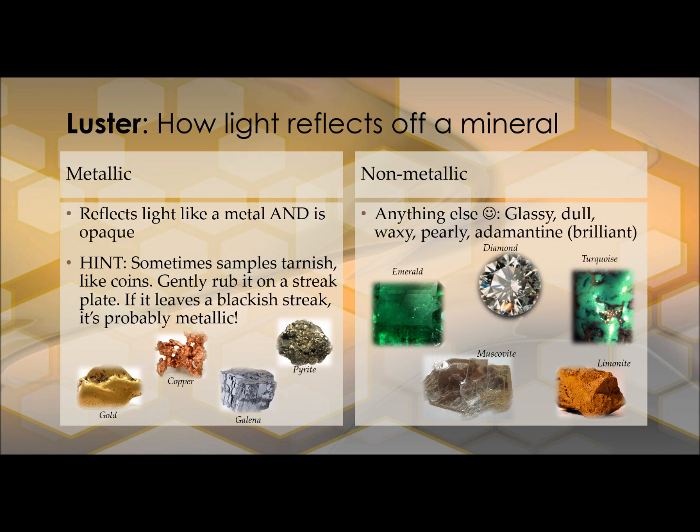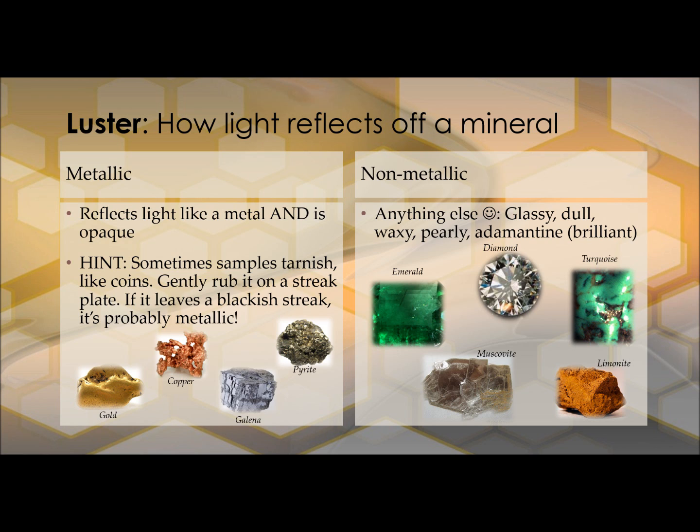The first technique we use to identify a mineral is luster, and it's how light reflects off the mineral. The luster can be metallic or non-metallic. Metallic means it reflects light like a metal. It's opaque. All the light is reflected. None of it goes in. You can't see through it at all. You can see some examples here that you're familiar with: gold, copper. You may not be familiar with iron pyrite, fool's gold. This galena is one of my favorite minerals. It's sort of a silver color.